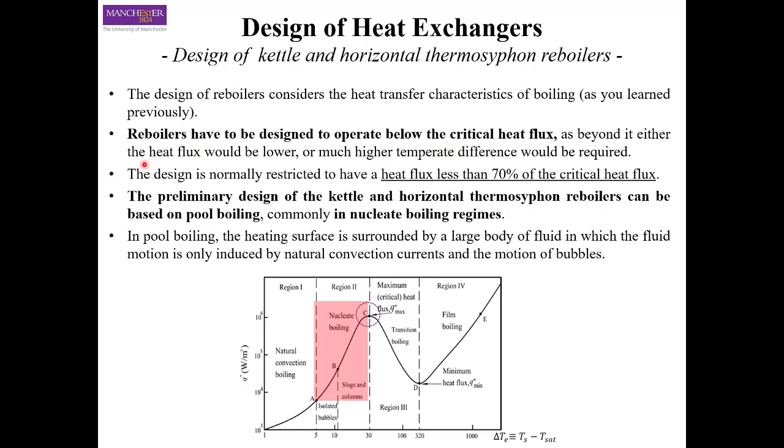Here is the rationale for that: if you are above critical heat flux, you either have low heat flux or you can increase the temperature due to the generation of bubbles at the surface of the metal. So at the safety limit, we have a heat flux of less than 70% of the critical heat flux. It means that we have a safety limit of around 30%.